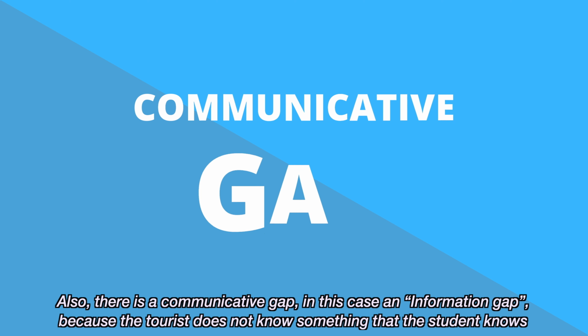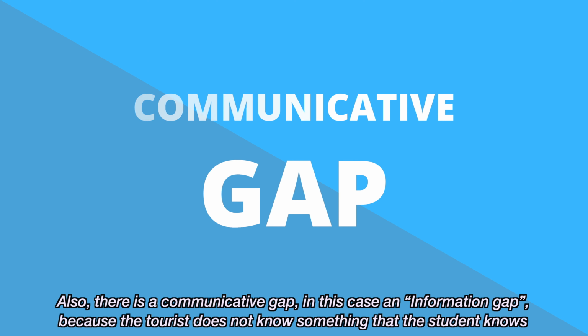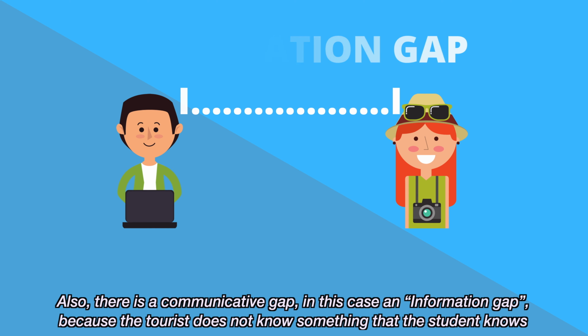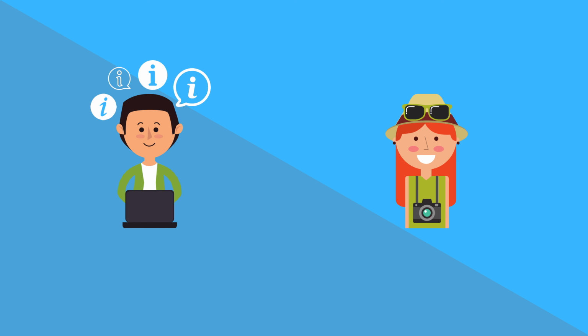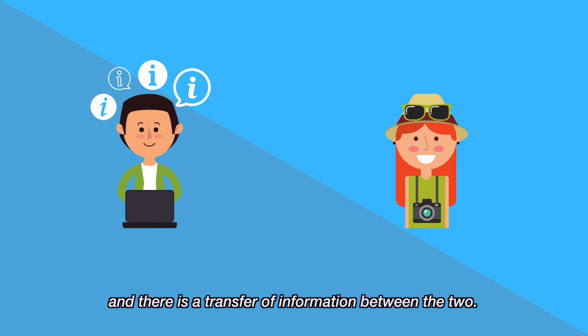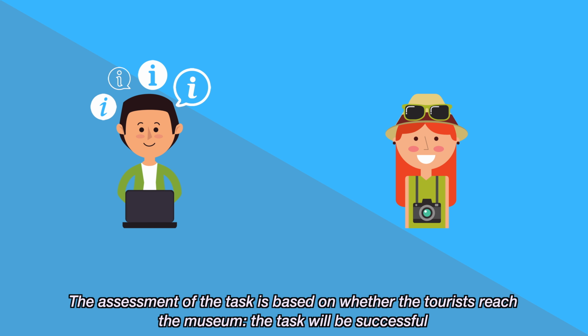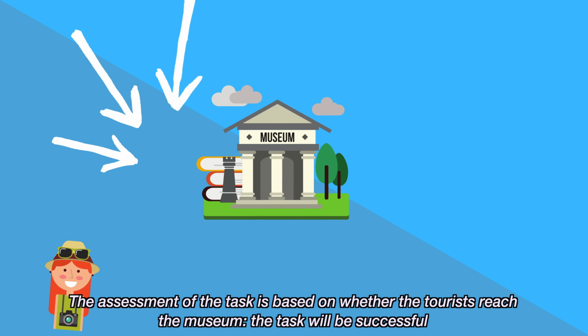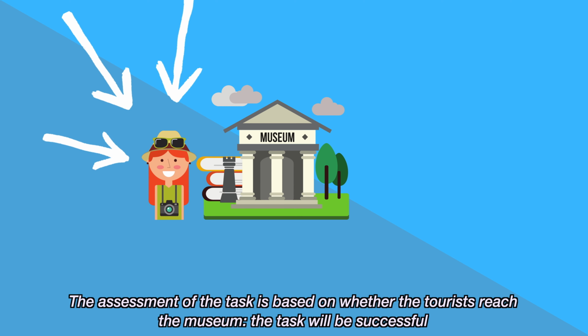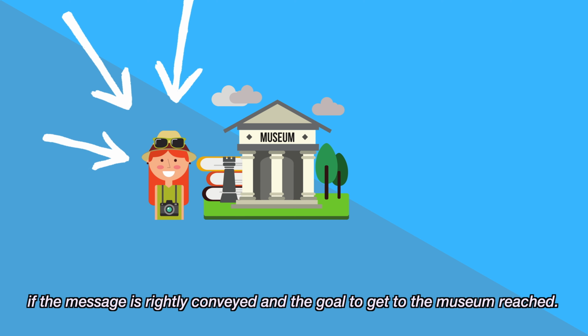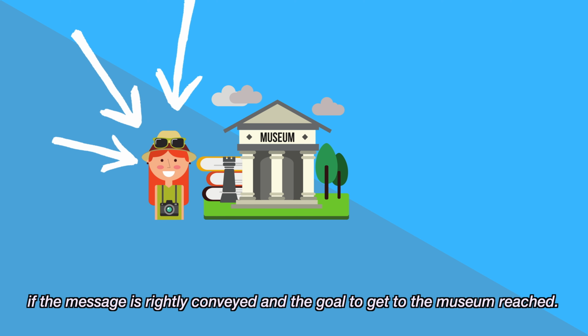Also, there is a communicative gap. In this case, an information gap, because the tourist does not know something that the student knows, and there is a transfer of information between the two. The assessment of the task is based on whether the tourist reaches the museum. The task will be successful if the message is rightly conveyed and the goal to get to the museum reached.